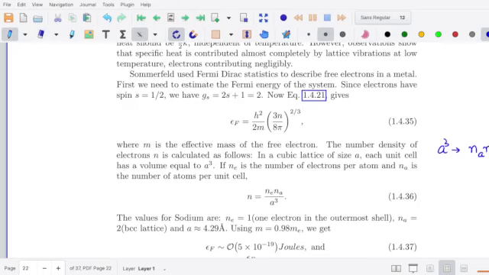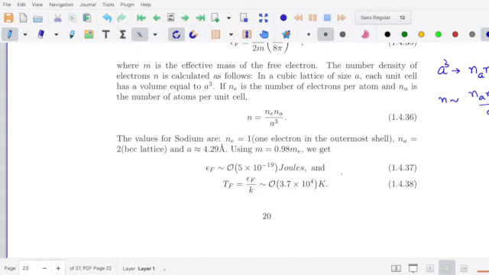So the total number of electrons coming from one unit cell is the number of atoms times the number of electrons coming from one atom. So Na times Ne. Now this many electrons will be provided by a volume of A cube. So the number density is estimated by this number divided by the volume. So Na Ne by the volume A cube.